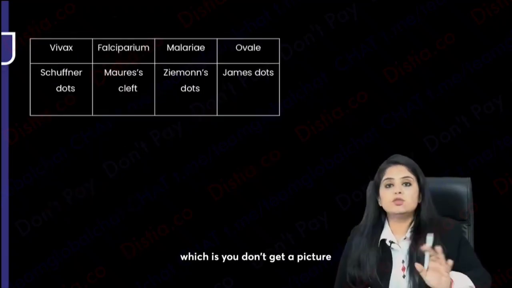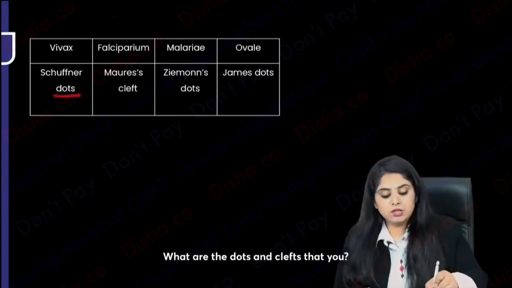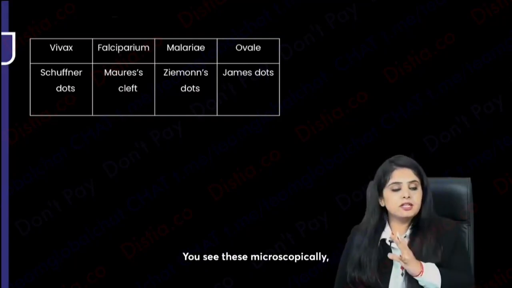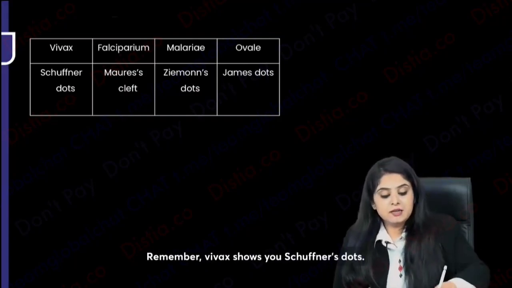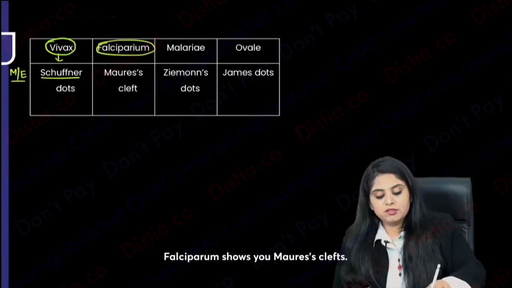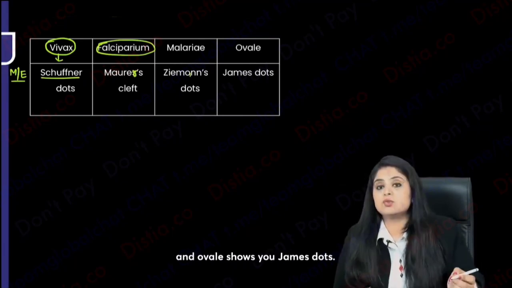Also, another thing on which you don't get a picture, but you get theory questions: what are the dots and clefts that you see? For this we have a mnemonic. You see these microscopically, but you won't get a picture on these. Remember, Vivax shows you Schaffner's dots. These are all microscopic features. Falciparum shows you Maurer's clefts. Malariae shows you Ziemann's dots, and Ovale shows you James dots.